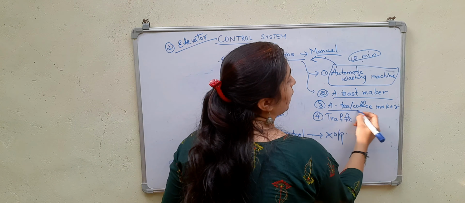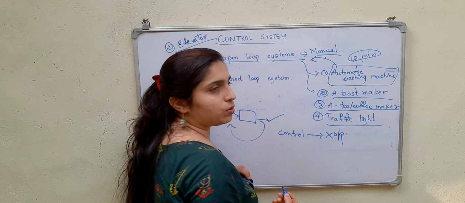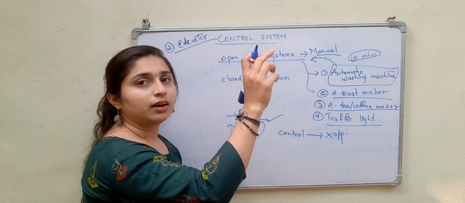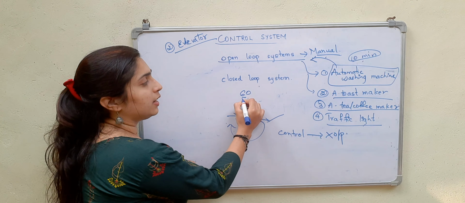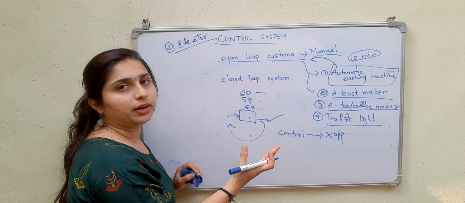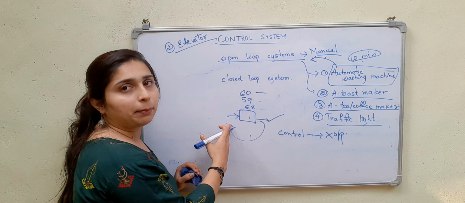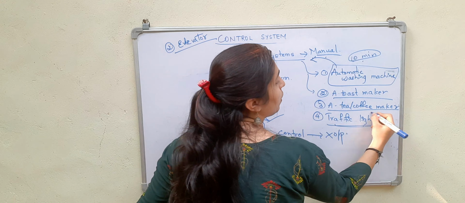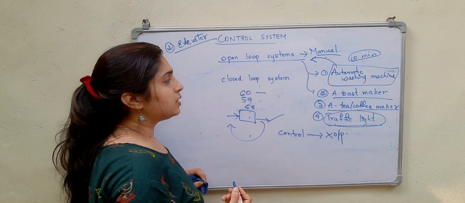The toast maker and the tea or coffee maker work similarly, and so does the traffic light. You can see it counting down from 60, 59, 58. It is set to 1 minute, so there is a preset time period. This is also an example of an open loop system.